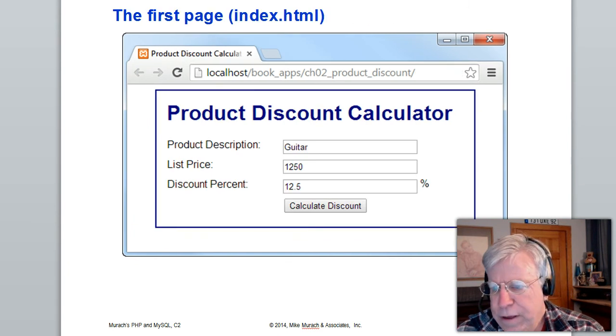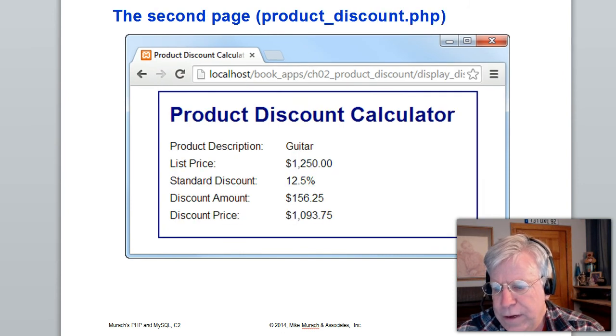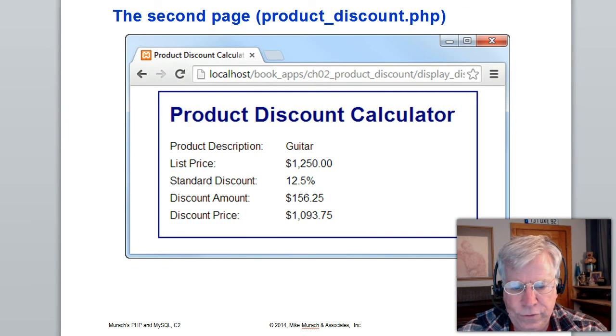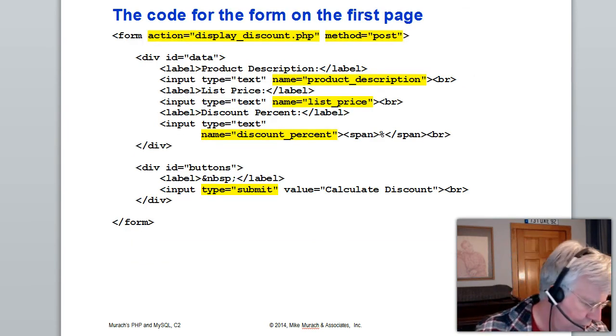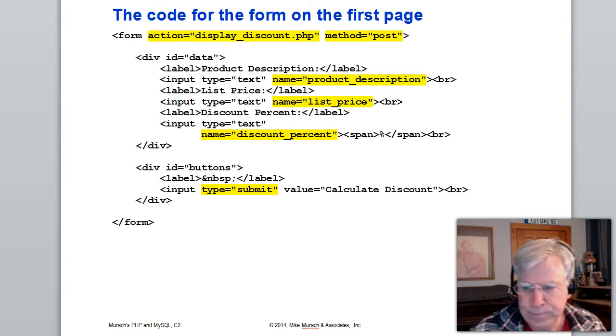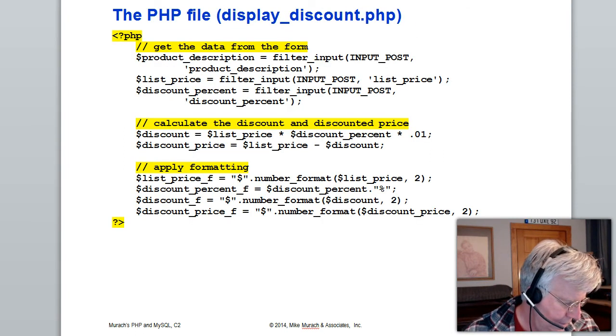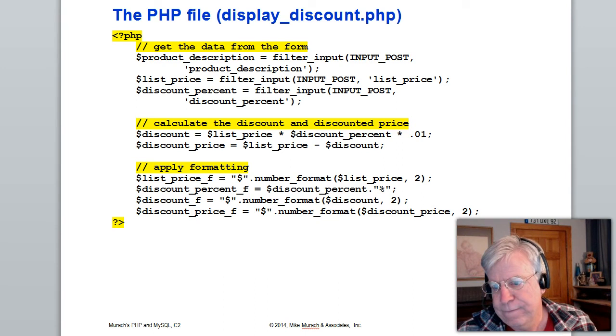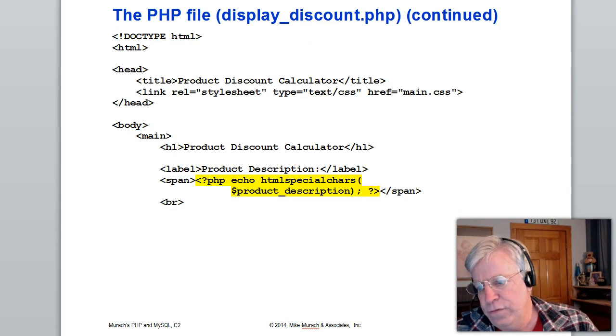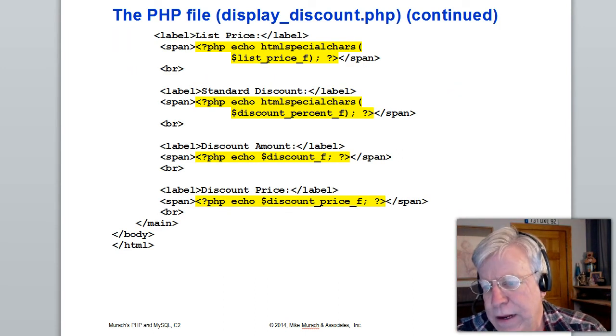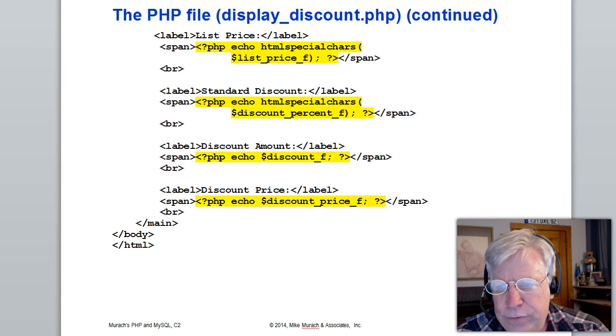So we have an HTML page where we type in the product, the list price, and the percentage discount, and then the PHP page, which is going to display the results. Okay, that's getting us to page 69, and that gets us into 70. There's the code for all that, so take a look at that, and it's really self-explanatory.